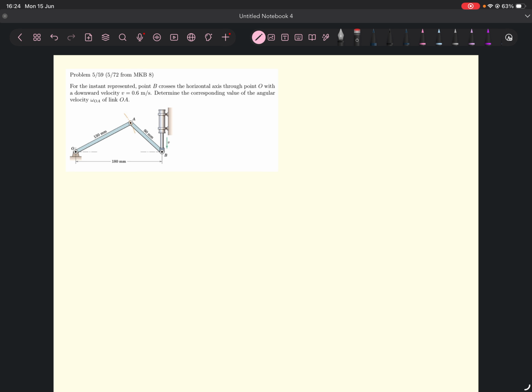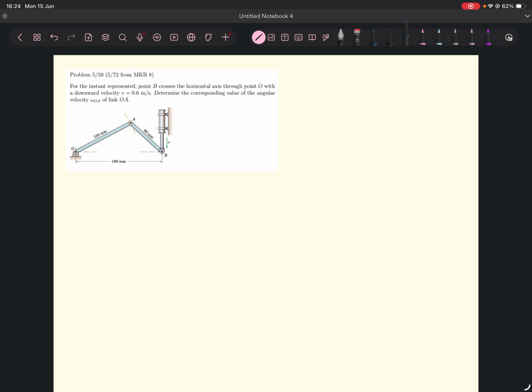We actually have a value that we can work with, and then we're going to transfer all that information into point A, and then since these two links are attached by point A, we're going to use point A as a source of information to then solve for the angular velocity of length OA.